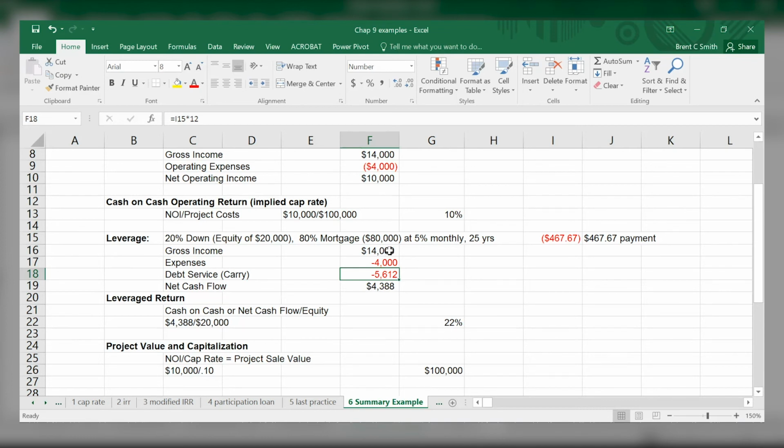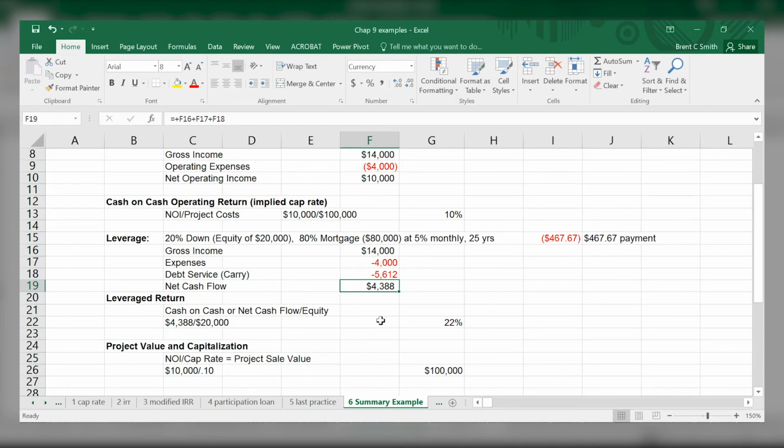So I start with EGI, I take out expenses, I take out debt service, and I'm left with this line here referred to as net cash flow. In the previous examples, you and I would refer to that as before tax cash flow. Okay, so we have $4,388 before taxes.